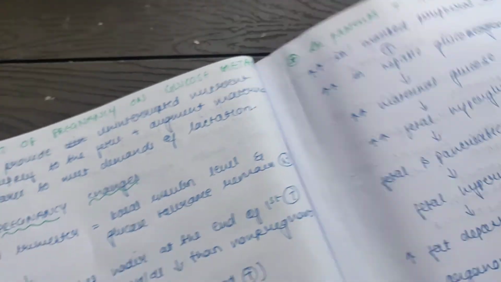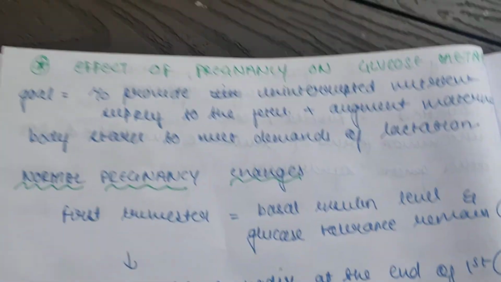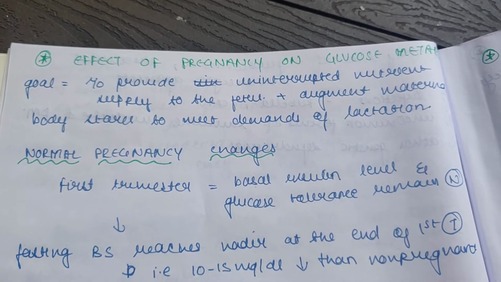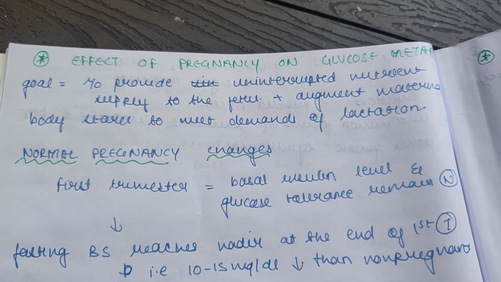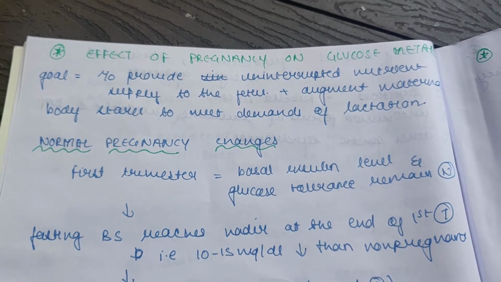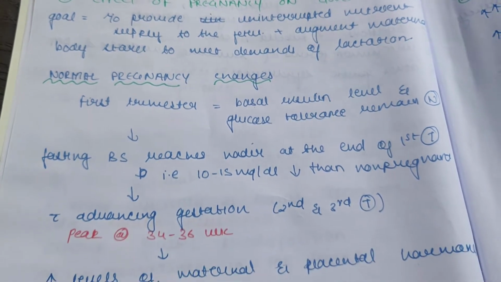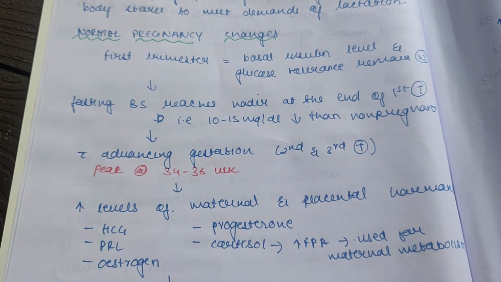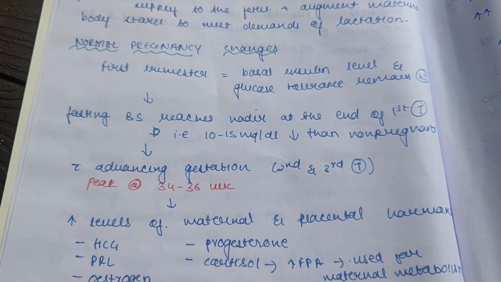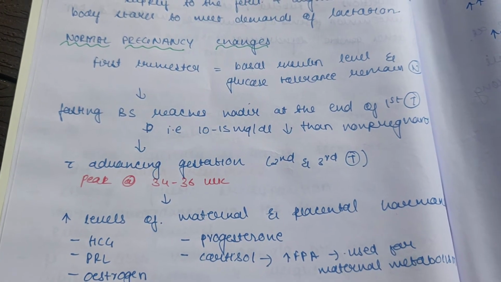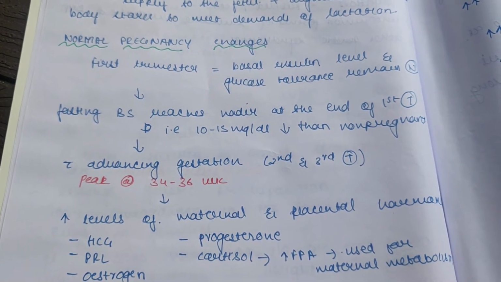So, how does pregnancy affect glucose metabolism? First of all, the goal is to provide an uninterrupted nutrient supply to the fetus, which will augment the maternal body stores to meet the demands of lactation. So what happens is, in normal pregnancy, in the first trimester, the basal insulin level and glucose intolerance remain the same. But as the pregnancy progresses, the fasting blood sugar reaches nadir at the end of the first trimester.